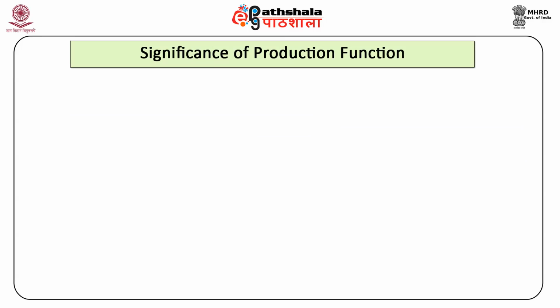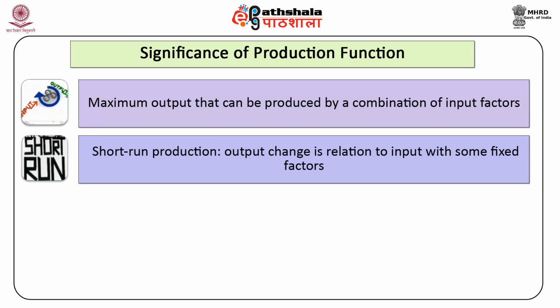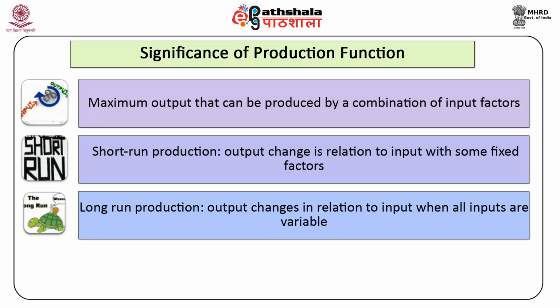Significance of production function. First, production function shows the maximum output that can be produced by a specific combination of input factors. Second, there are two types of production function. One is short-run production function and the other is long-run production function. The short-run production function explains how output changes in relation to the input when there are some fixed factors. Similarly, long-run production function explains the behavior of output in relation to the input when all inputs are variable.